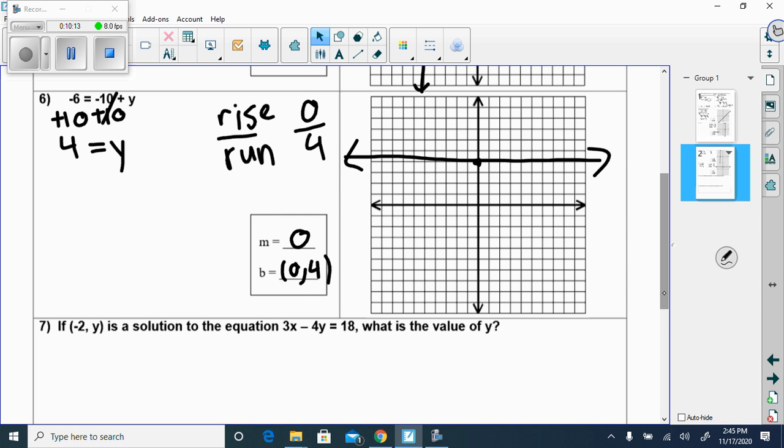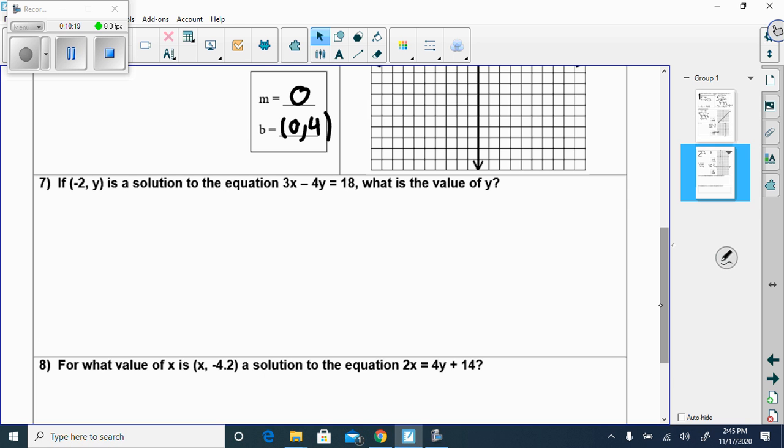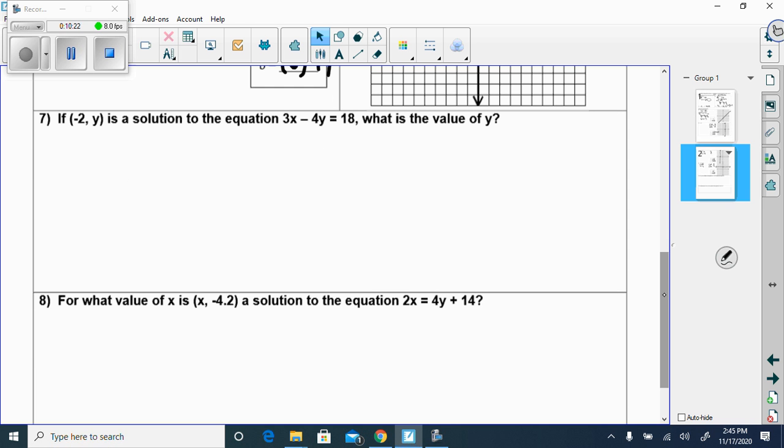Okay. All right, last one. It says not last one, second to last one. If (-2, y) is a solution to this equation, what is the value of y? Well, I know when we have a coordinate point, this part is my x and this part is my y, right? So they gave me an x to plug in. So that's what I'm going to do. I'm going to rewrite this, but instead of x, I can put in -2. Good. So I'll have 3 times negative 2, and we have minus 4y equals 18.